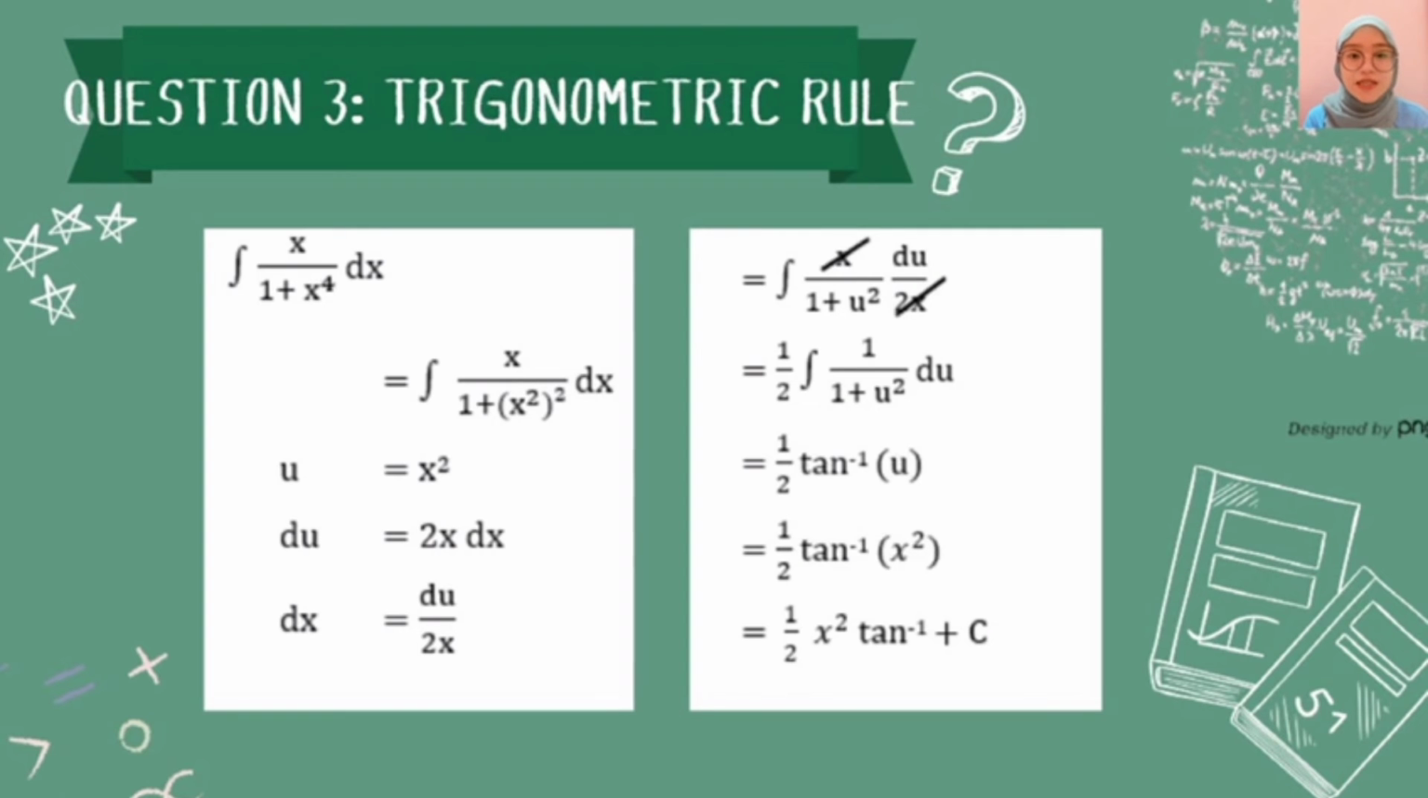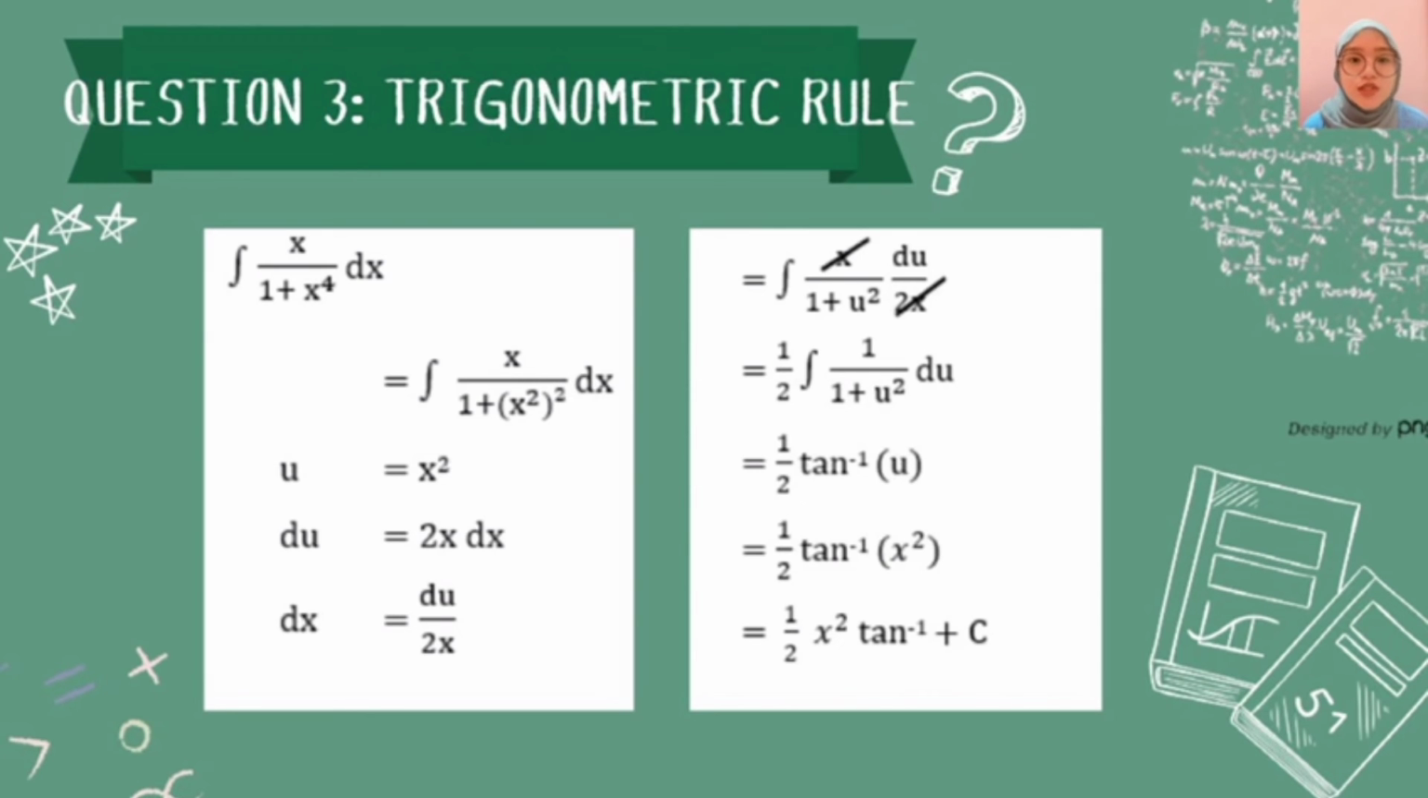So the next question is integrate x over 1 plus x power of 4 dx. How to solve this? From this question, we can see it is a trigonometric rule. So the first step is we can factorize the x power of 4 to x squared in bracket power of 2. We can also identify the value of u, du and dx. So the value of u is x squared, which is from the factorization. Meanwhile, du is 2x dx, which comes from the differentiation of x squared, and dx is du over 2x.